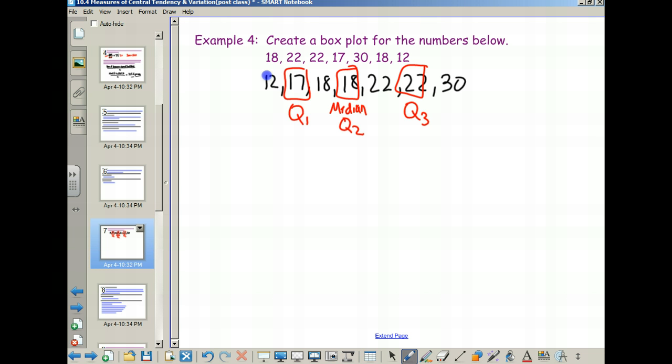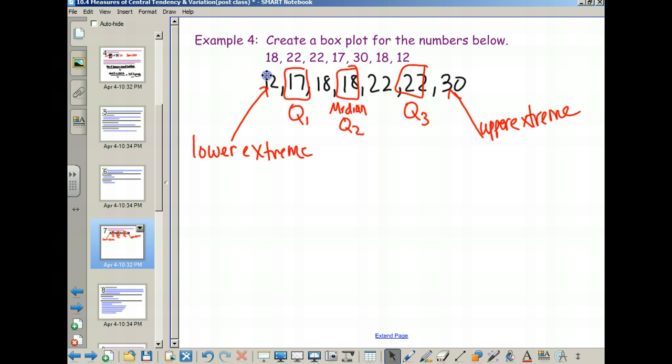Now, taking a look at this one, the other pieces of information that I need is I need the lower extreme. And the lower extreme is the lowest value. And I need the upper extreme. And that's my higher value.